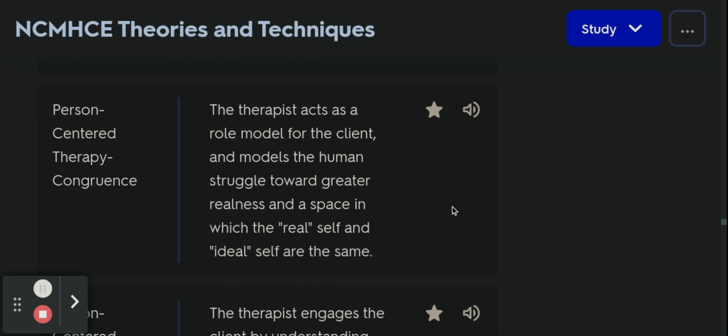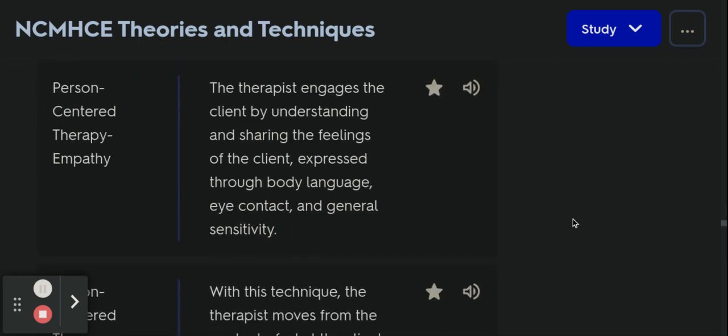Person centered therapy congruence. The therapist acts as a role model for the client and models the human struggle toward greater realness and the space in which the real self and the ideal self are the same. Person centered therapy empathy. The therapist engages the client by understanding and sharing the feelings of the client expressed through body language, eye contact, and general sensitivity.